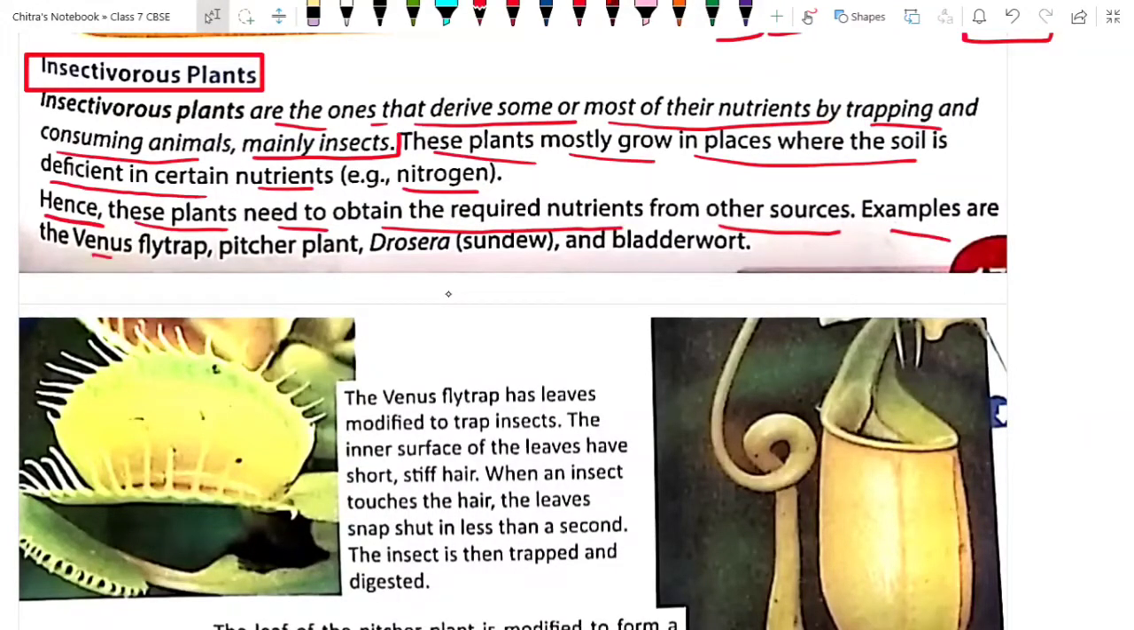Examples are the Venus flytrap and the pitcher plant. Here, this is the Venus flytrap, and this is the pitcher plant. We have Drosera also, which is also called sundew, and the bladderwort. The bladderwort is also one of the insectivorous plants. So these are the four examples we will discuss one by one here.